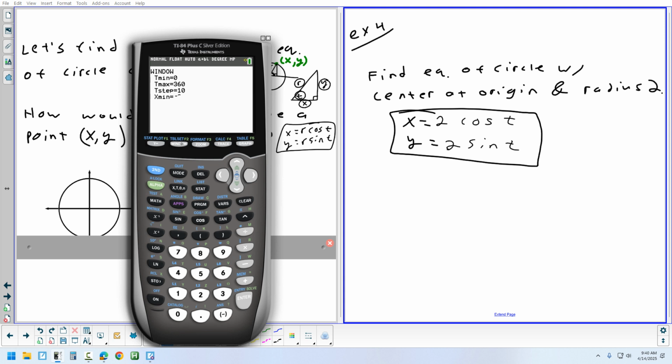Now, this is a circle with radius of 2. So if you go -3, whoops, don't do that. If you go -3 to 3, and -3 to 3, it is going to fit on the screen. It's going to look like an ellipse because the screen is not square. But I can fix that by doing zoom 5.